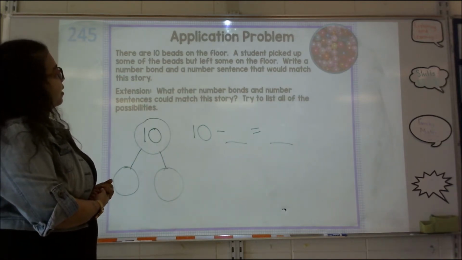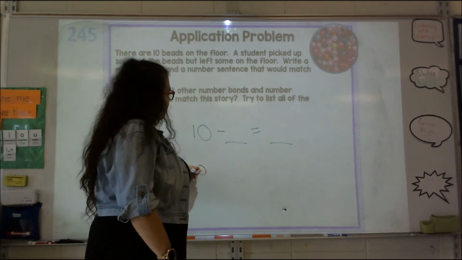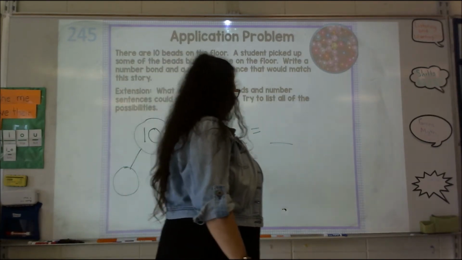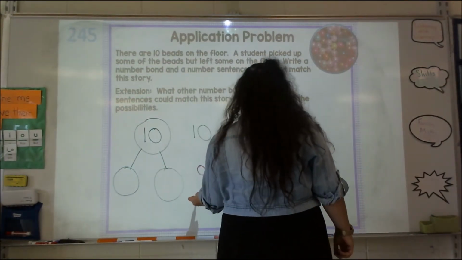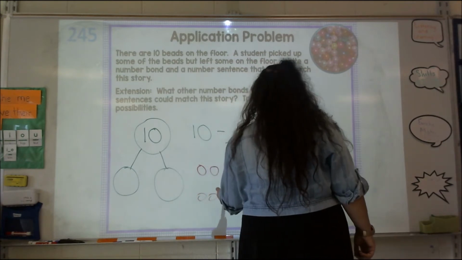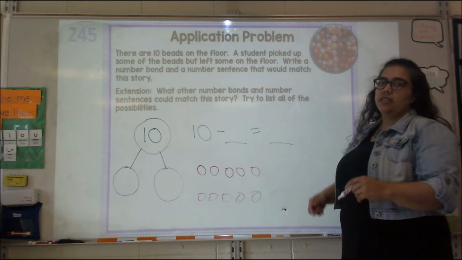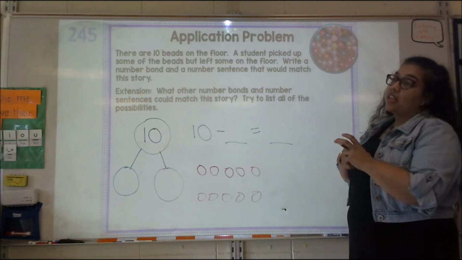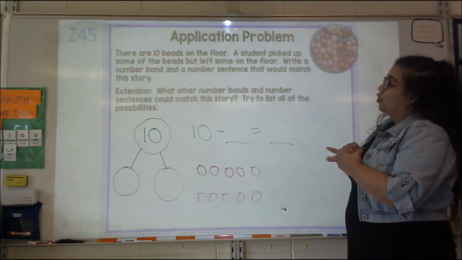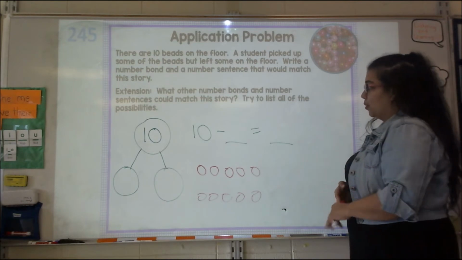Well, you could pick up, let's draw a picture actually. 2, 3, 4, 5, 6, 7, 8, 9, 10. Remember, we've got pictures, number bonds, and number sentences. So don't erase anything, because what you have could be right. There's more than one right answer.